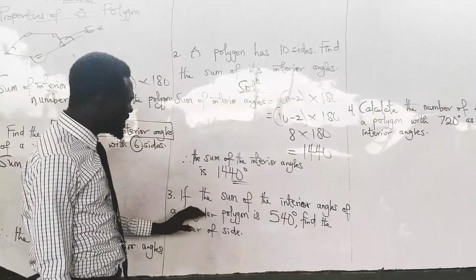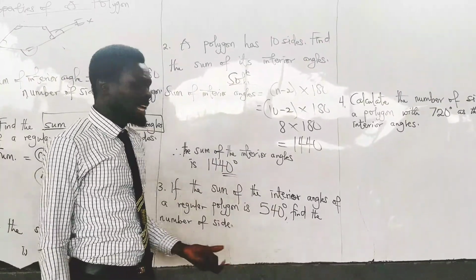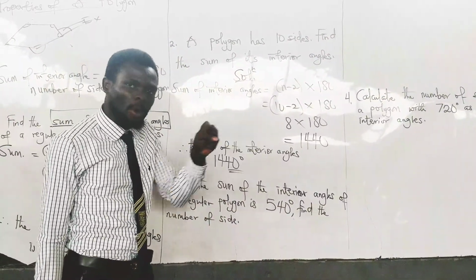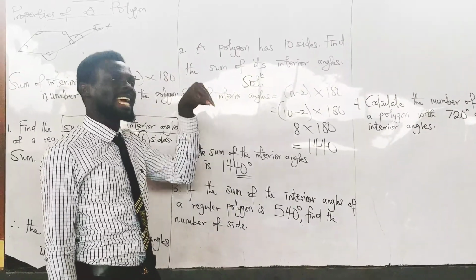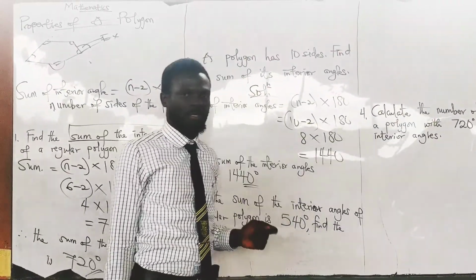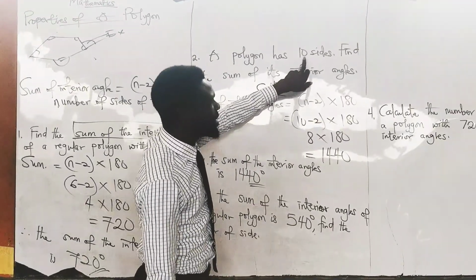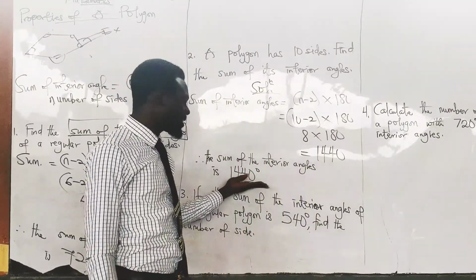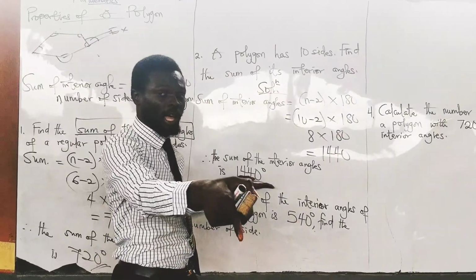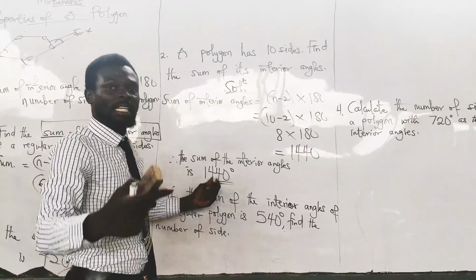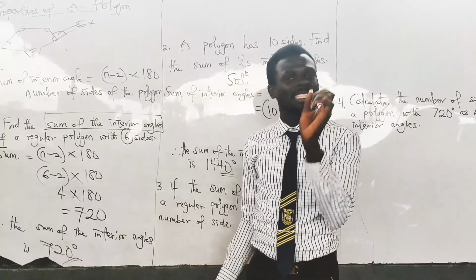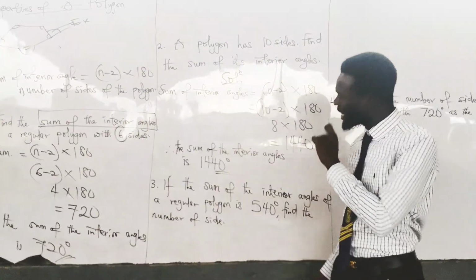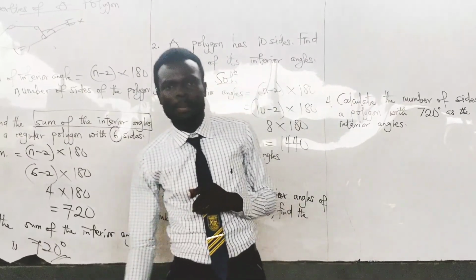Good. Now there could be a question where they will give you the sum of the interior angles and ask you to calculate the number of sides. So if here they gave me the sides and I calculated the sum of the interior angles, they can also give me the sum of the interior angles and I will calculate the number of sides. So let's look at number 3, how that question can be tackled.